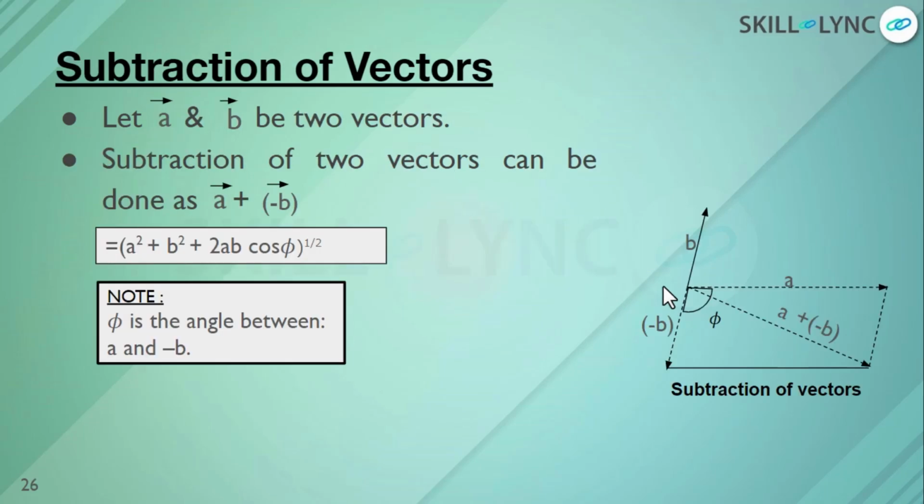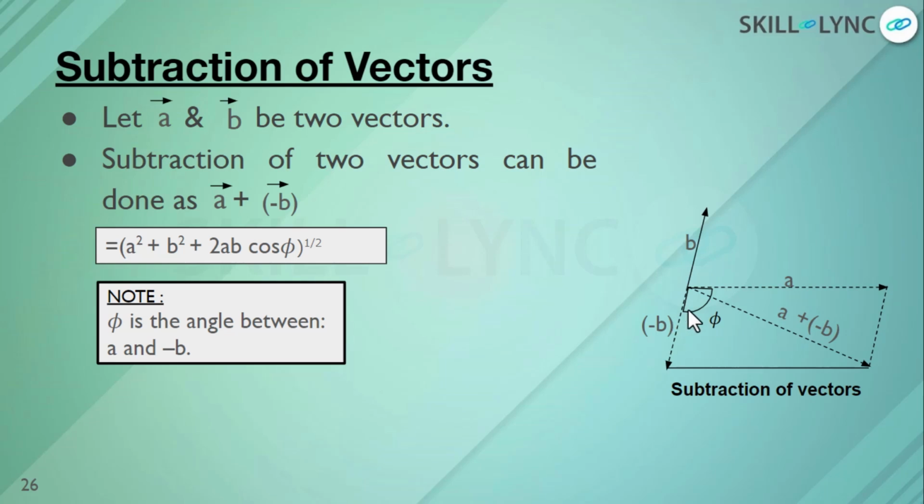The next thing we are going to study today is subtraction of vectors. Let there be two vectors, vector A and vector B. Subtraction of two vectors can be done as vector A plus the negative of vector B. Let's see it in the figure. Let there be two vectors A and B. As I told, this is vector A, this is vector B, and the negative of vector B would be in the opposite direction. So, this is vector minus B. Let the angle between vector A and vector minus B be phi.